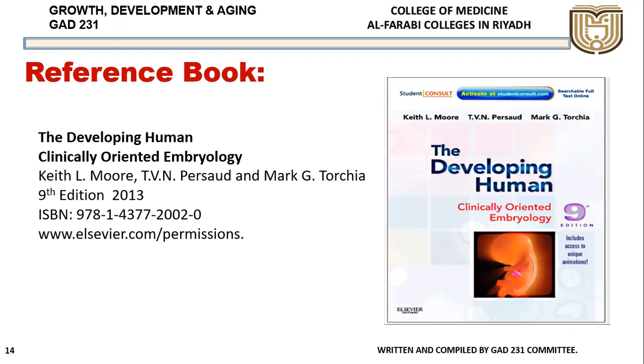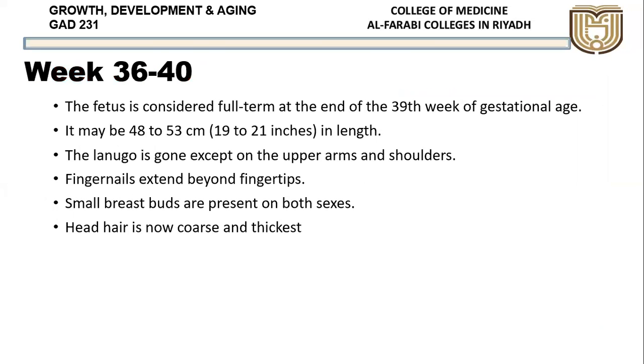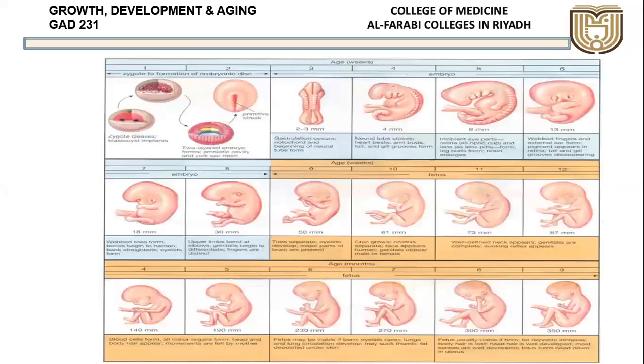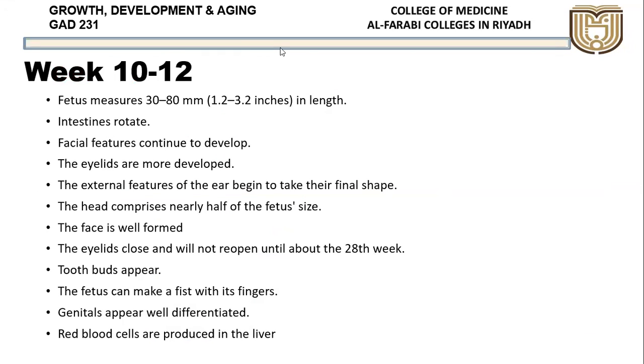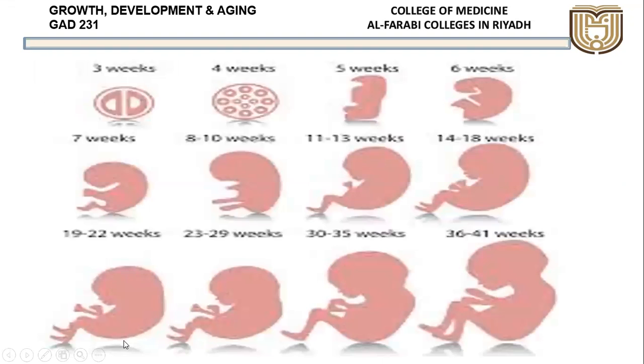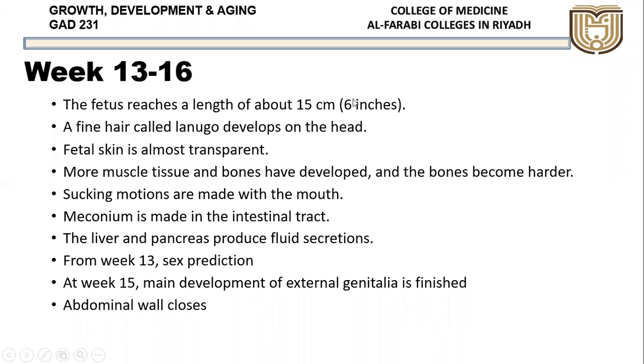So these are the different stages which are important. I will just give you some important things. By the 10th to 12th week, facial features start appearing, the eyelids are developing, and there will be development of the external ear buds, as well as the face forming. The tooth buds are formed, the genitals start appearing, and the red blood cells also form. By the 13th to 16th week, it will reach almost 6 inches, and there is formation of the first hair, called the lanugo hair.